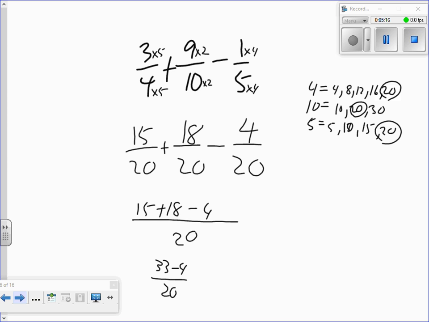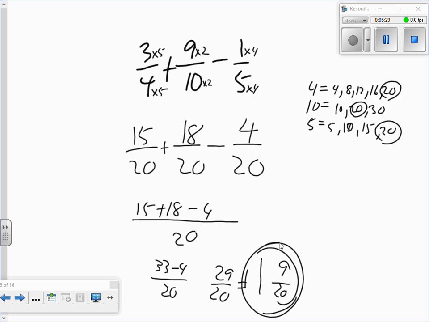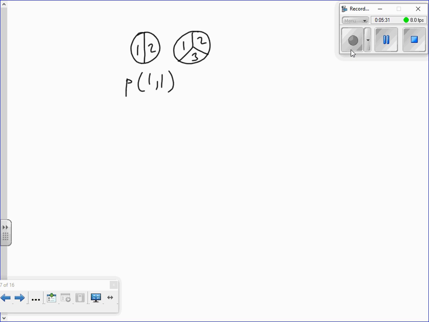And 33 take away 4 is 29, which makes your answer 2 and 9/20. Oops, I mean 1 and 9/20, not 2 and 9/20. Now this question apparently caused the most problems because most people forget how to get probability.